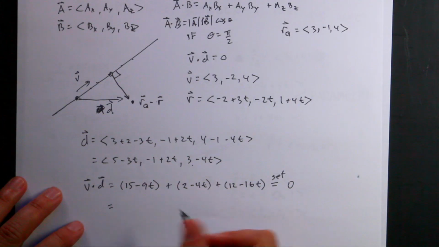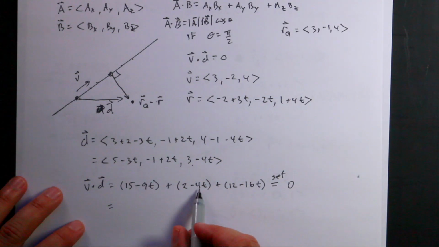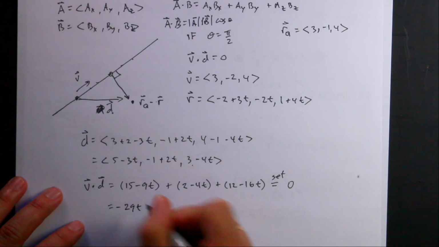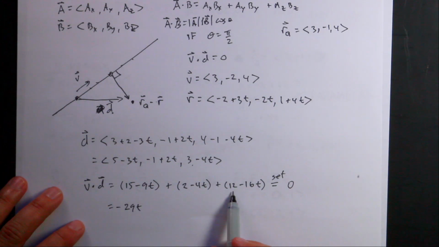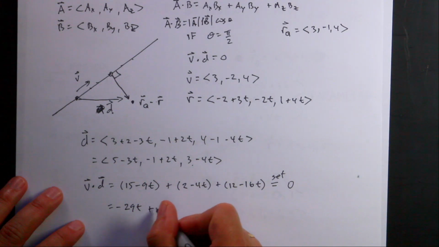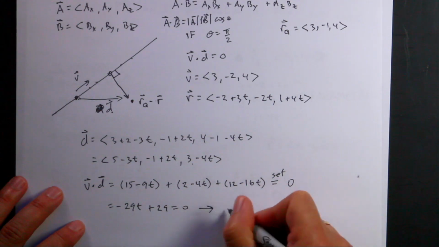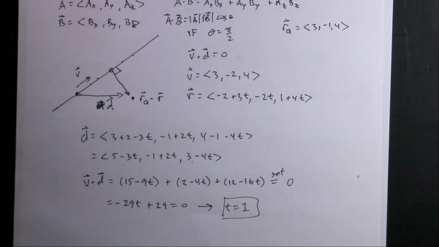Okay, so let's just combine like terms. I have negative 9, negative 4, negative 16, so I have negative 29t, and then I have 15 plus 2 plus 12 is 29, equals 0. And here you can see again, t equals 1. So this agrees with the other two ways that we've done it.